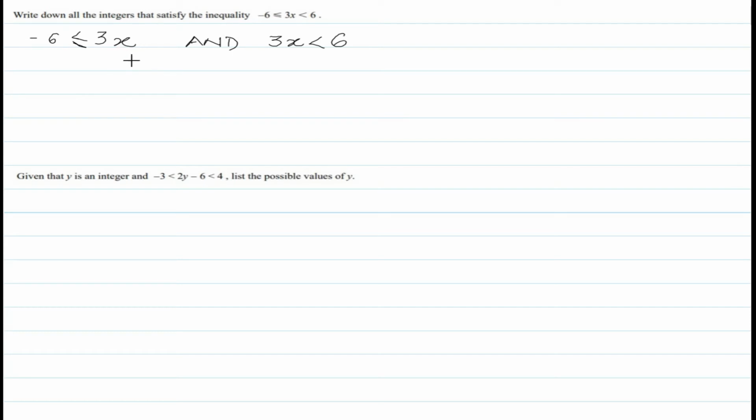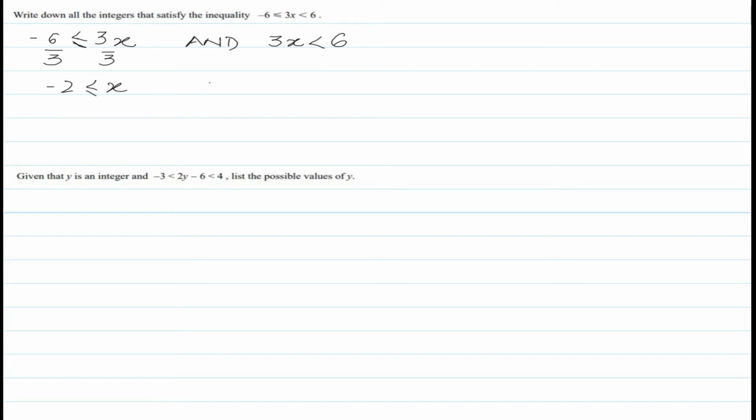We need to know the range of values of x. To simplify this, we divide both sides by 3. So let's divide both sides by 3. So this comes to minus 2 is less than or equal to x. So x is greater than or equal to minus 2.